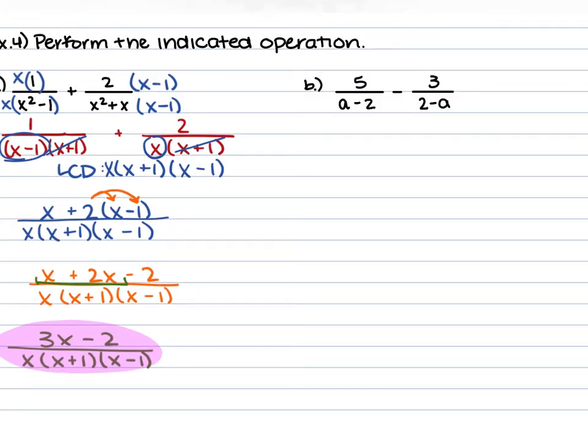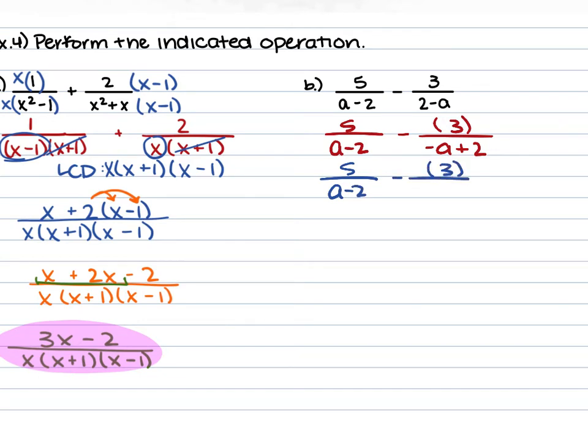For example B, we have 5 over a minus 2 minus 3 over 2 minus a. I'm going to rewrite the denominator of that second fraction as negative a plus 2, so that way I can factor out a negative 1 and get it to be that a minus 2 that I'm looking for. So this is going to be 5 over a minus 2 minus 3 over negative a plus 2. I want to factor out a negative from that negative a plus 2 to make it a minus 2. So this is going to be 5 over a minus 2 minus 3 over a negative times a minus 2.